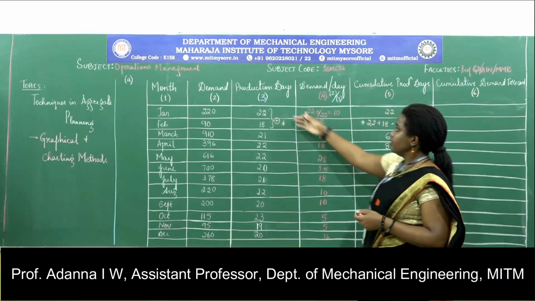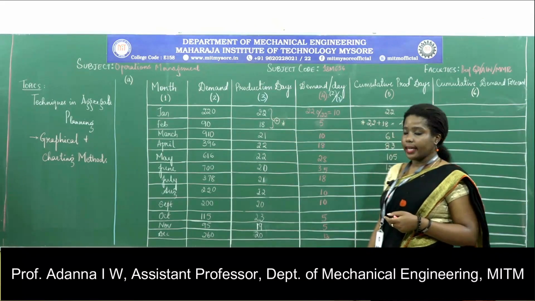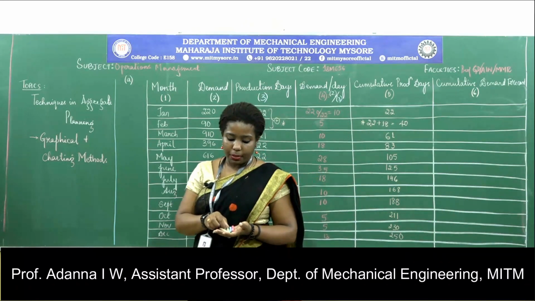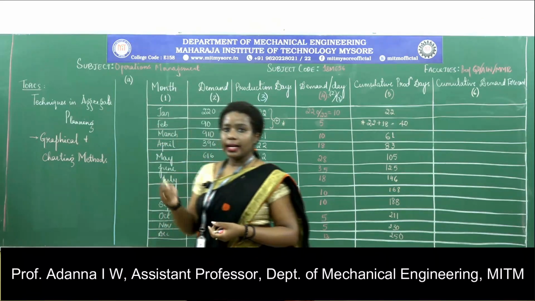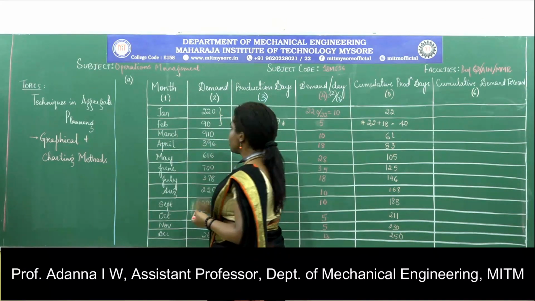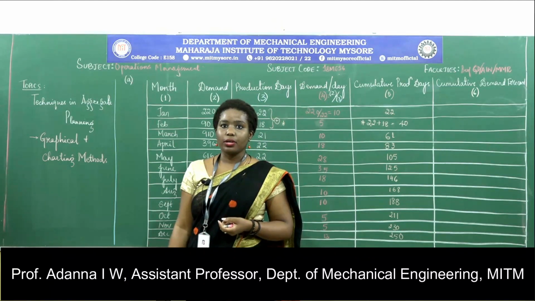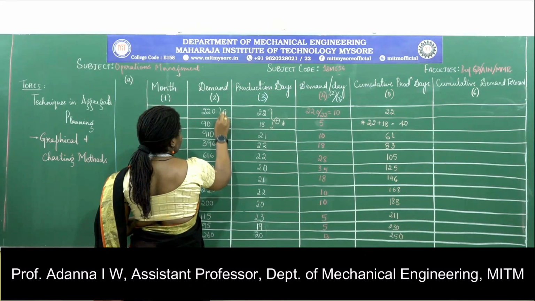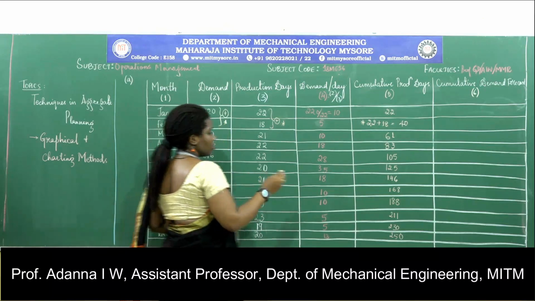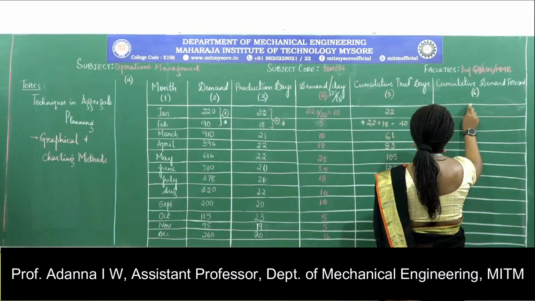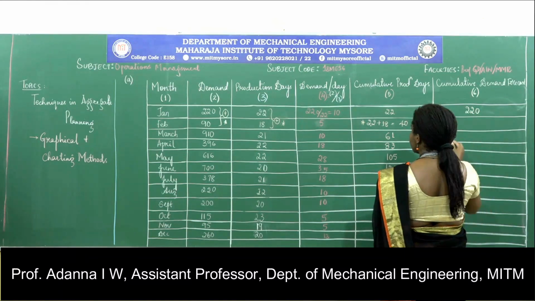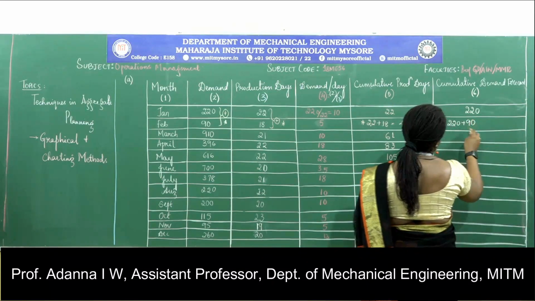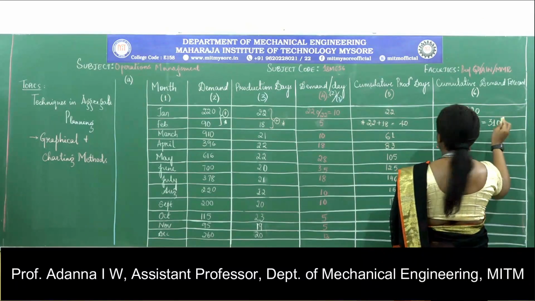We have just added continuously the production days in each month. The last column is the cumulative demand. Again, it is similar to finding out the cumulative production. You need to add the demand consecutively. So you will add these two to get the cumulative demand forecast for the next month. In the first month, it is 220 as it is. In the second month, it is 220 plus 90, which will give you 310.